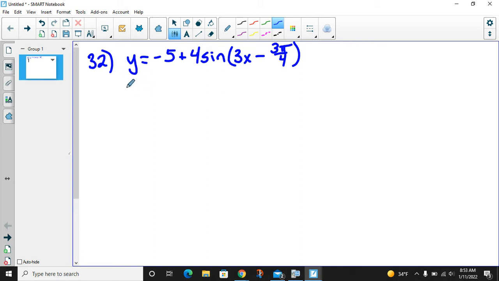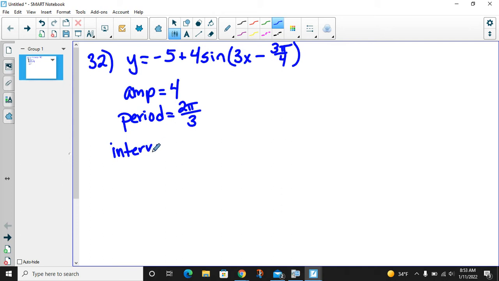All right, so now we use our a, b, c, and d to figure out some of the properties of this graph. First we'll talk about amplitude. And that is just the absolute value of a, which in this case will be 4. The period is 2 pi over b. In this case, my b is 3, so 2 pi over 3.